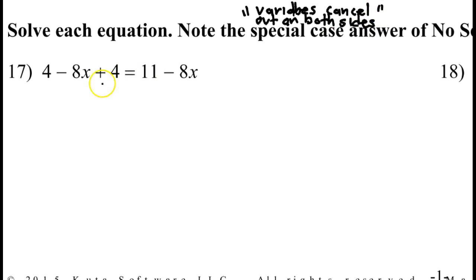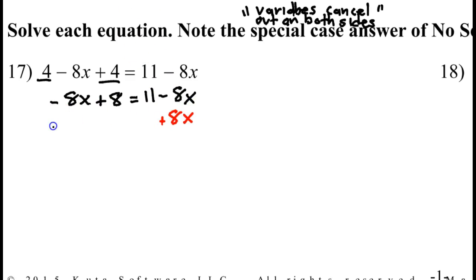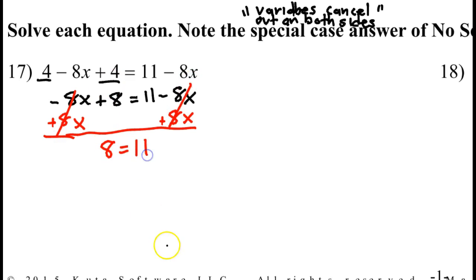Variables cancel on both sides. So, for instance here, we'll get negative 8 plus 8 equals 11 minus 8x. And when you go to solve, you get variables canceling out or equaling 0 on both sides, and you're left with 8 equals 11.